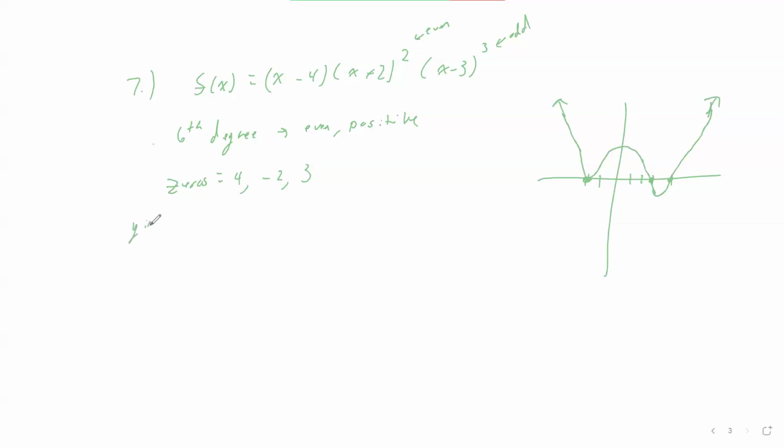Again, the only other thing it's going to tell you to do is find the y-intercept. That's going to be 0 minus 4, 0 plus 2 squared, and 0 minus 3. So that's -4, 2 squared, and -3. So that's going to be 12 times 4, which is 48. So it's going to be somewhere way up there. We'll pretend this is 48.